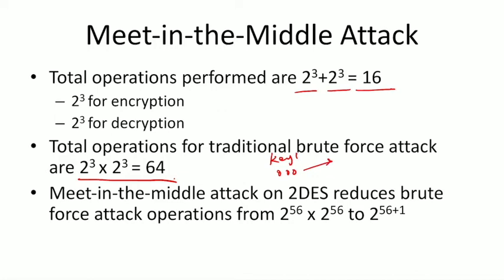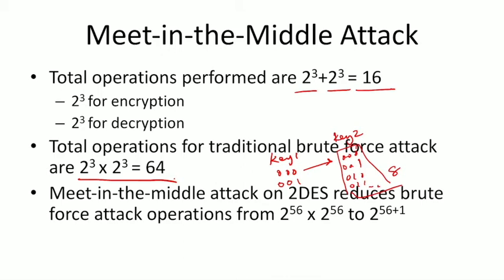Because for each key 1, let's say 0, 0, 0, then you would need to encrypt the result with all possible key 2s. Right, so 0, 0, 0, 1, 0, 0, 0, 1, 0, 1, 0, 0, 1, 1, and so on. 8 values. And then again, for the next possible value of key 1, 0, 0, 1, you would again try all 8 values of key 2. So that's 2 raised to power 3 into 2 raised to power 3. So we can generalize this.